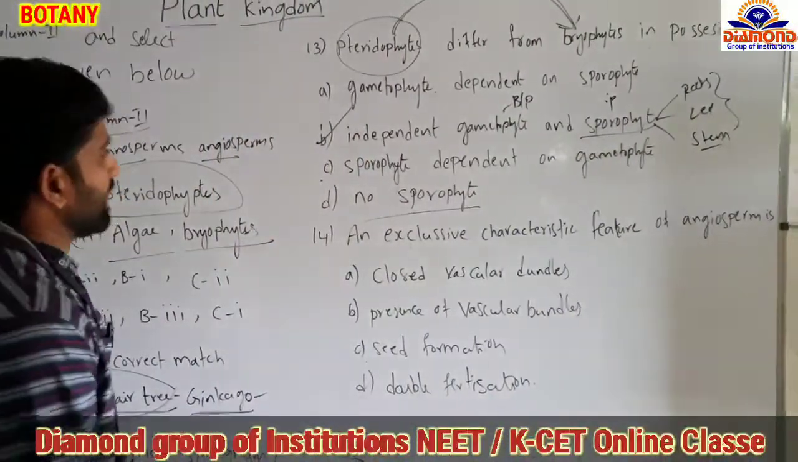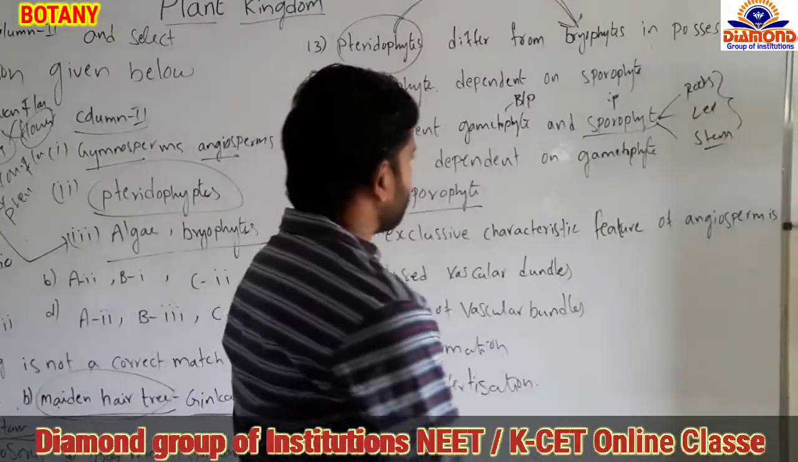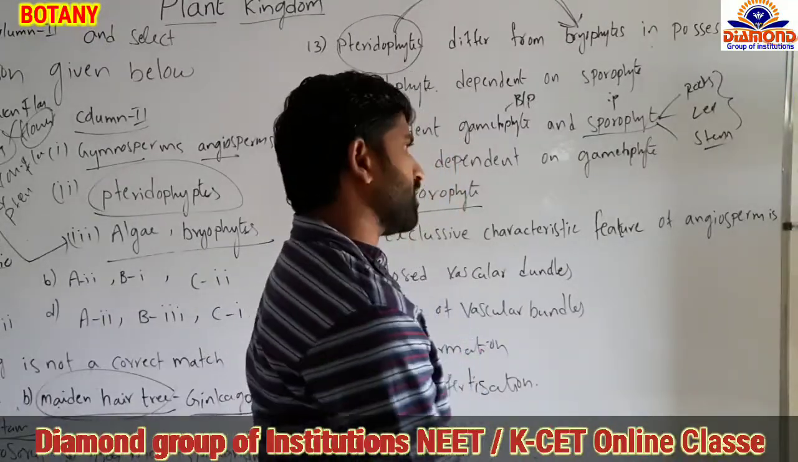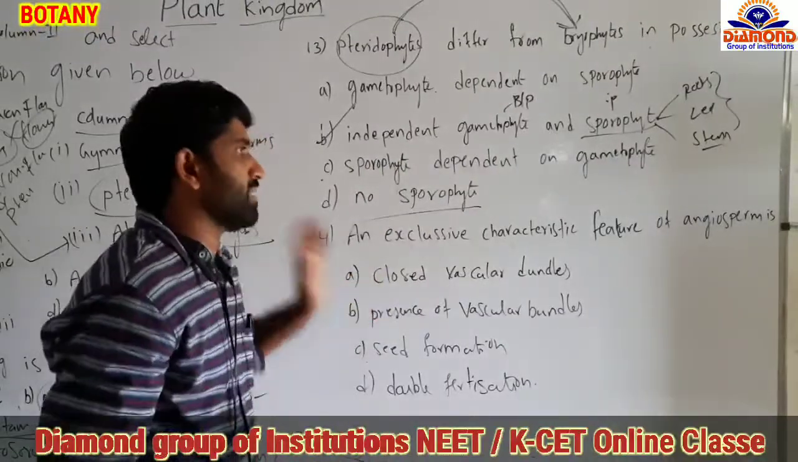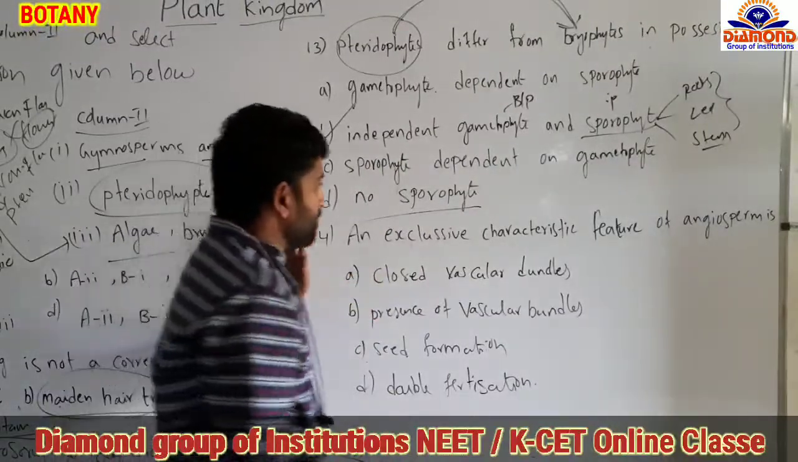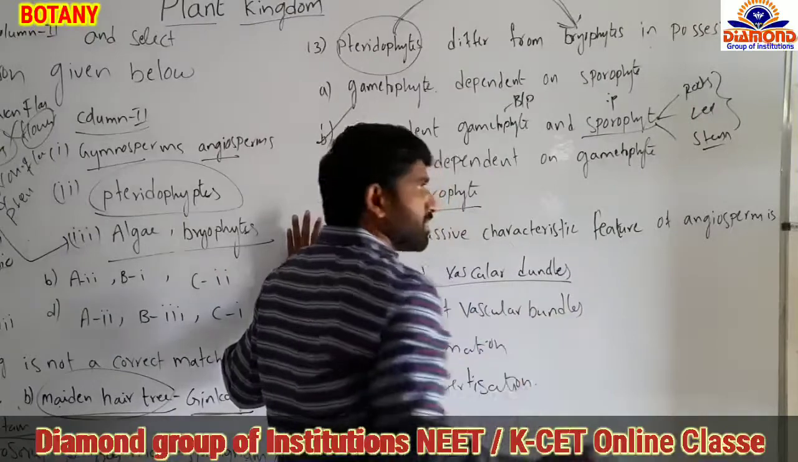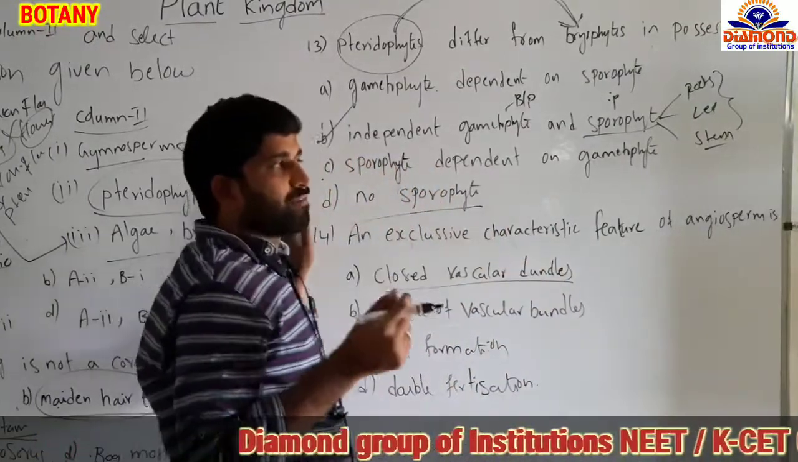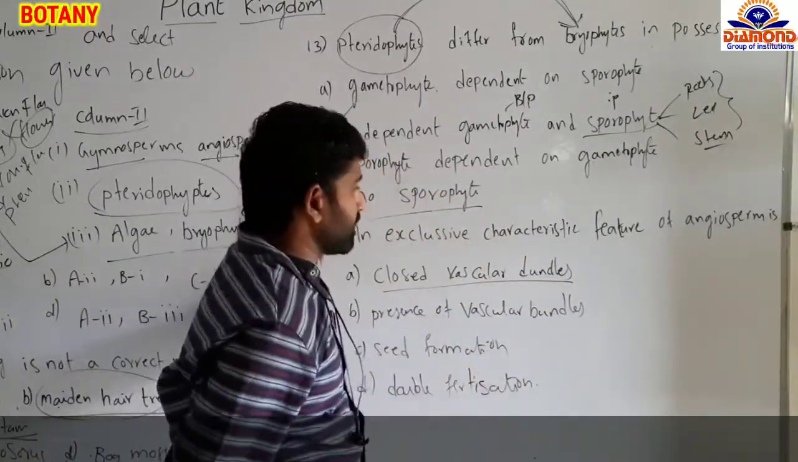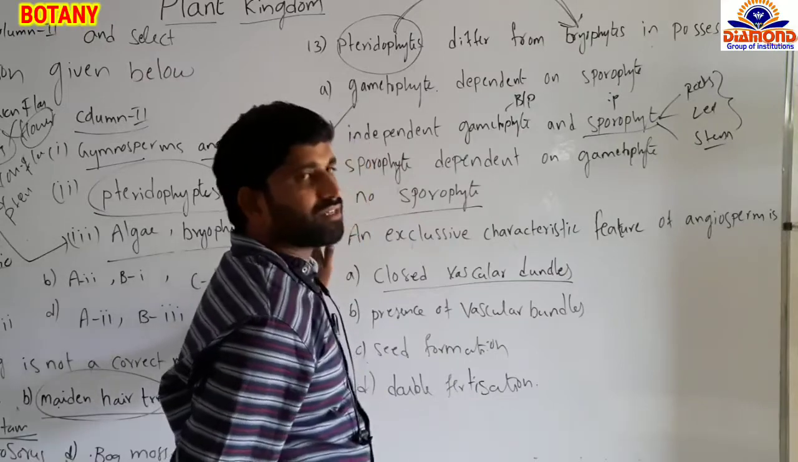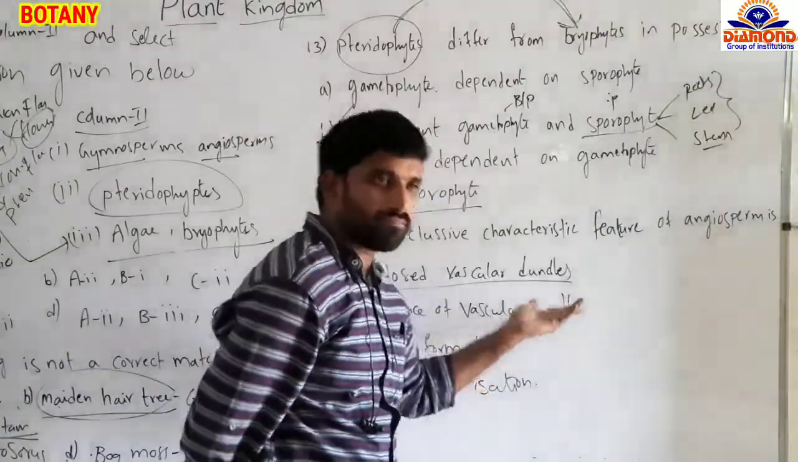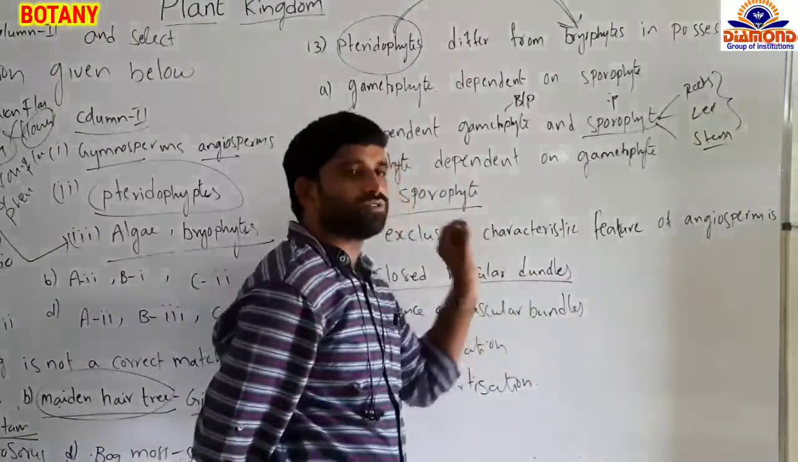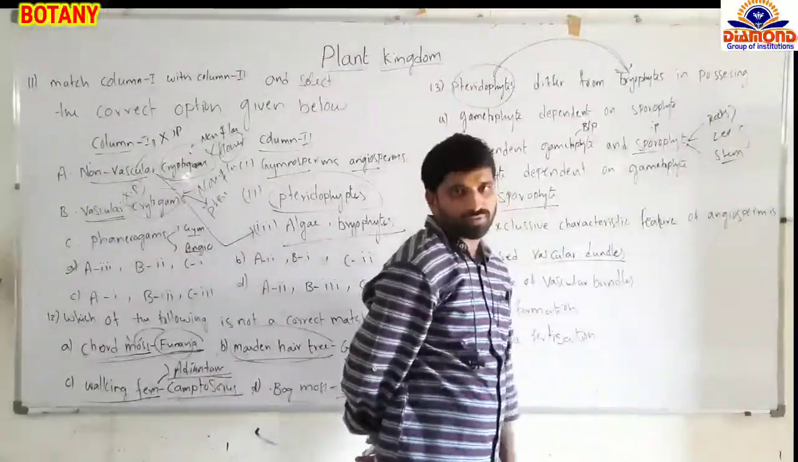Next question: an exclusive characteristic feature of angiosperms is. Option A: closed vascular bundles. Based upon the presence of cambium between the xylem and phloem, we can classify vascular bundles into closed vascular bundles and open vascular bundles. So the absence or presence of cambium is not a criterion for the identification of angiosperms.